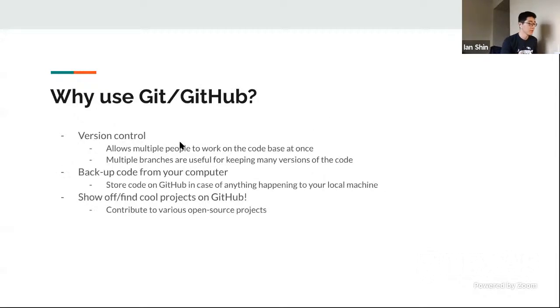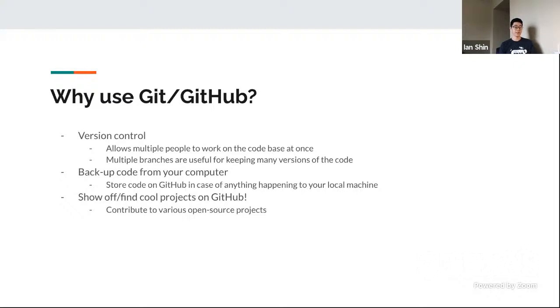So why use Git or GitHub? Like we said in the previous slide, it's a really great way to do version control, and it allows a team to work on a single code base at once. It allows you to have multiple branches for keeping different versions of the code, for implementing different functionalities or different parts of the code. And this is more towards the GitHub side. It's meant to be a backup for your computer, so you can store your code on GitHub in case anything happens to your local machine. If your computer dies or gets destroyed, there's going to be a copy online for you to pull from.